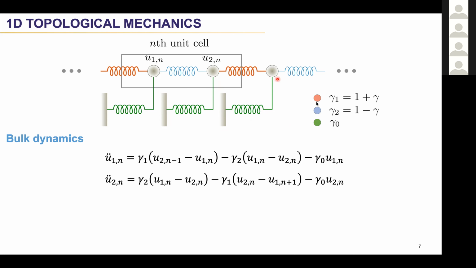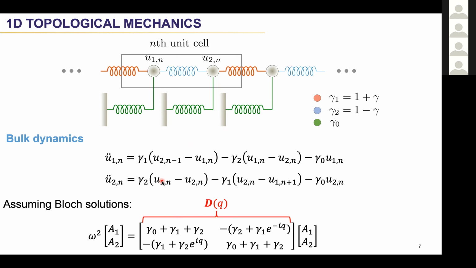We can then analyze its dispersion by writing equations of motion for the two masses inside the unit cell. These are simple Newton's equations. Since the system is periodic, we can assume Bloch solutions and then come up with this eigenvalue problem, where this matrix is the dynamical matrix as a function of wave number q.